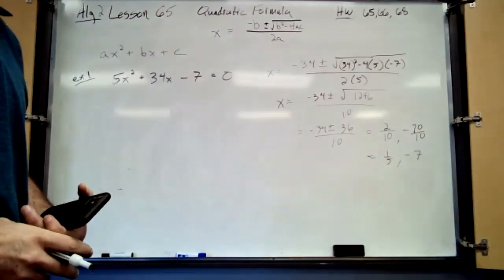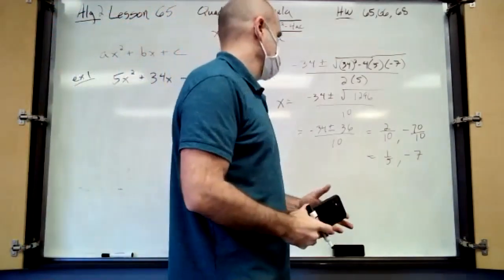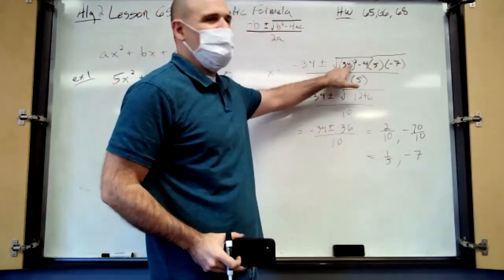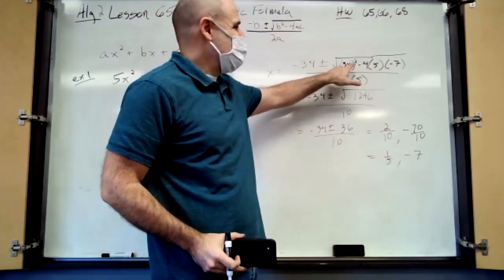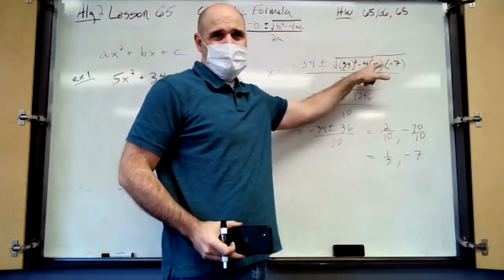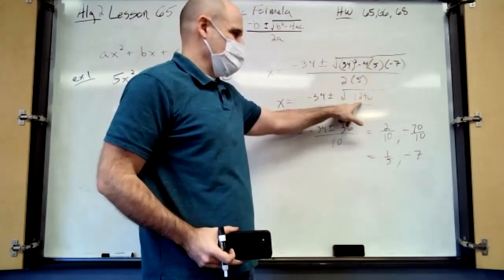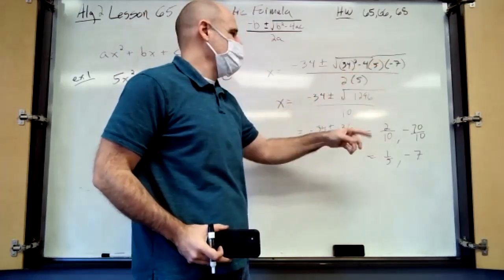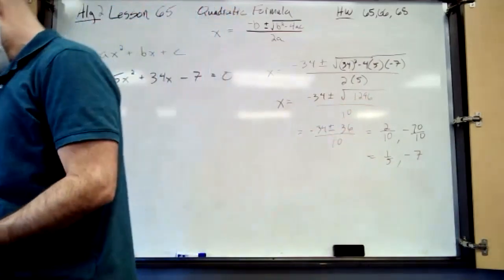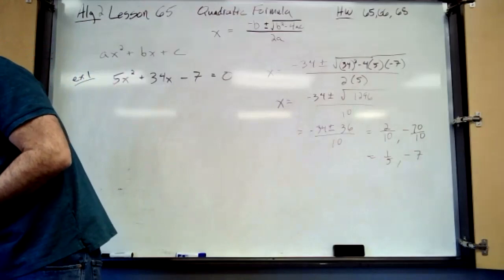Quick question, how do you get 36? It's negative 34 plus or minus 36. How'd you get 36? Because 34 squared is a really big number, minus negative 140. Yeah, because that all adds up to 1,296. And the square root of 1296 is 36. Okay. Alrighty. All right.